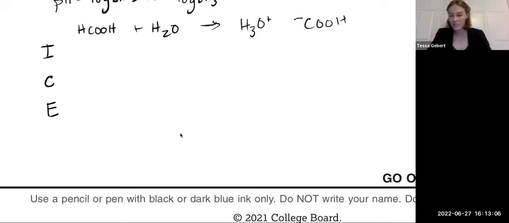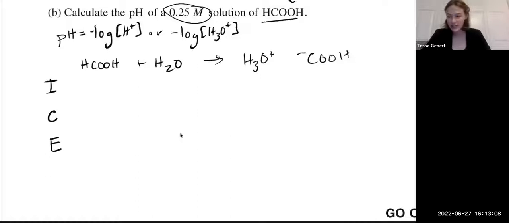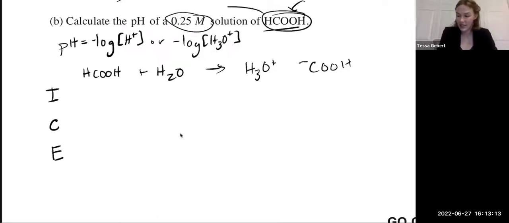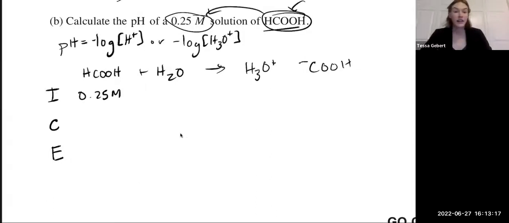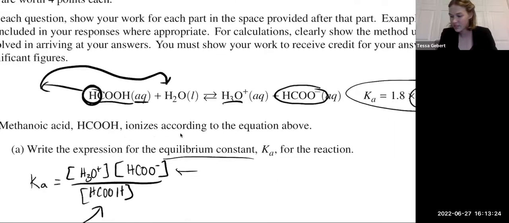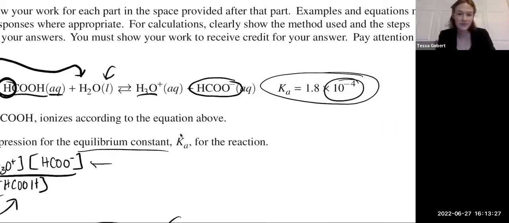So they gave us the initial concentration of our HCOOH. That's this, and they gave it to us, 0.25 molar. The thing about acid-base chemistry is you only have to deal with things that have aqueous associated with it. You don't care about anything that's liquid, and you don't care about anything that's solid. If you're dealing with pressure chemistry, you will have to deal with gases, but you're never going to see that in acid-base chemistry. You only need to deal with the aqueous.